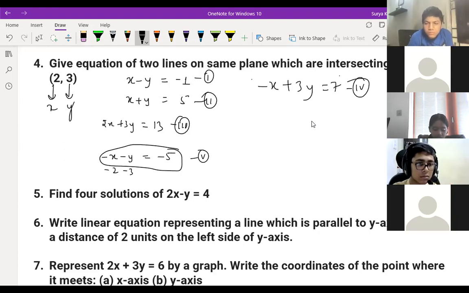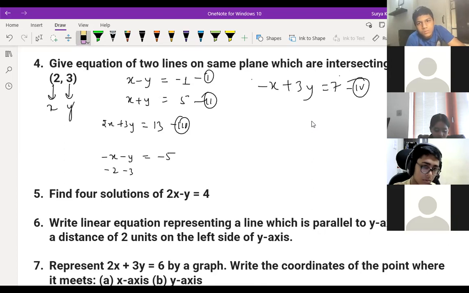What is coming in your mind? Whatever is coming in your mind, put that. Tell me what is coming in your mind. x and y should come. Tell me. Plus 2 minus 3. x should be there. No, x and y must be there in the equation. In the equation, x and y must be there.